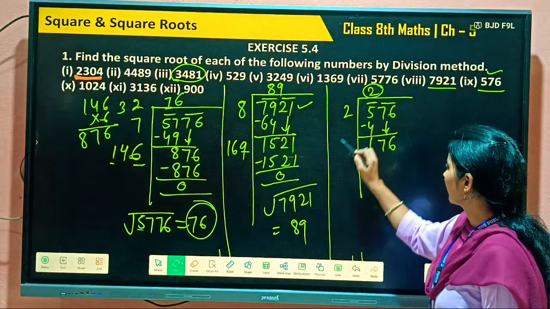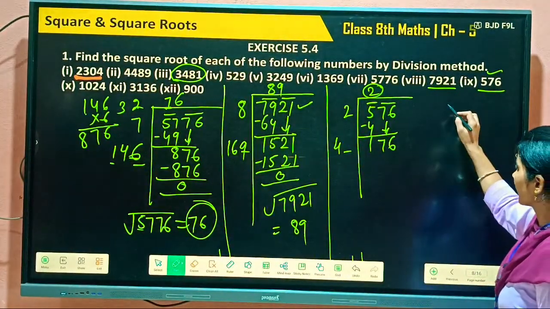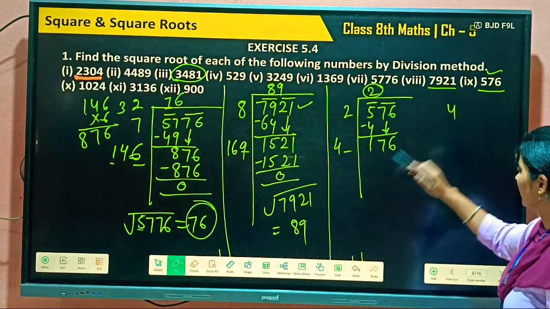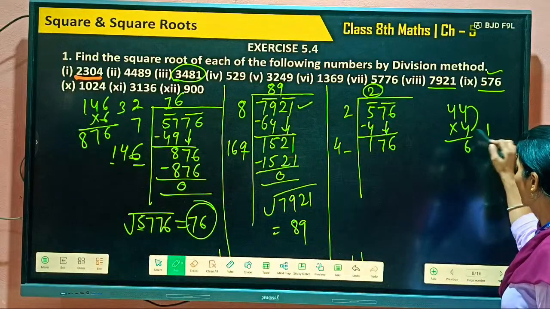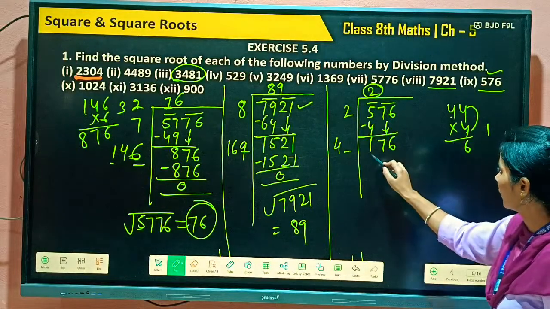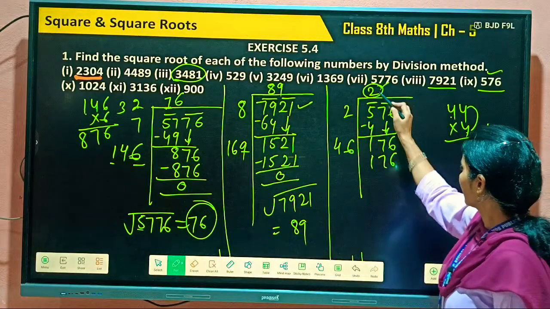Double of this quotient will be 4. Now think about this digit, what it could be. It is 4 4s are 16. It will be 4 only. Multiply with 4. 4 4s are 16. 4 4s are 16 and 1 is 17. So 176 with digit 6. You will write there 6.